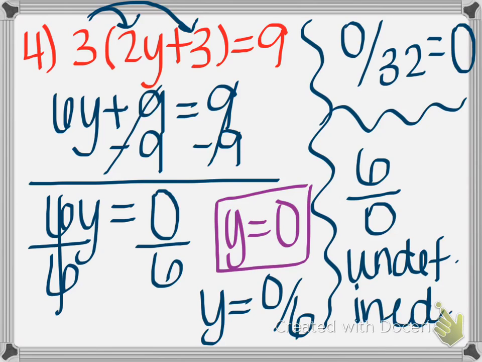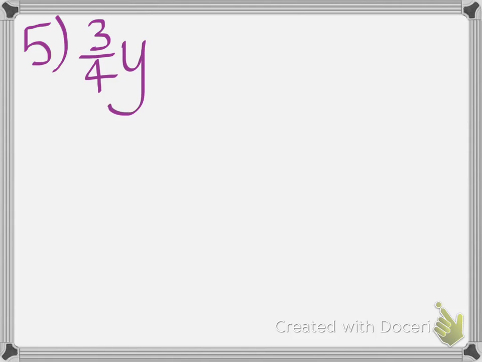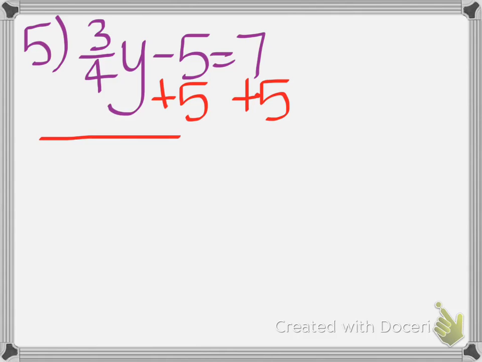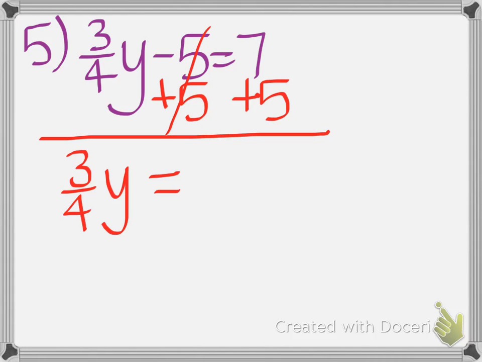We have 2 more in this problem. We're on number 5. So I have 3/4 y minus 5 equals 7. So now for this first one, I can add 5 to both sides. I want to get my y's alone. So I have my 3/4 y. These 5s cancel. Now I'm left with 7 plus 5. So 7 plus 5 equals 12.